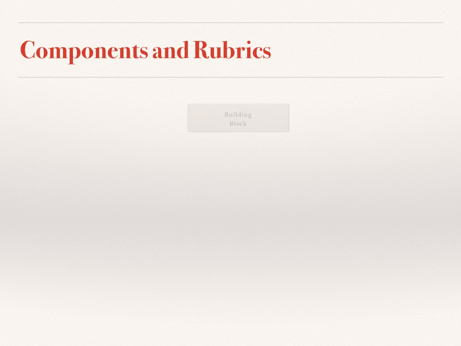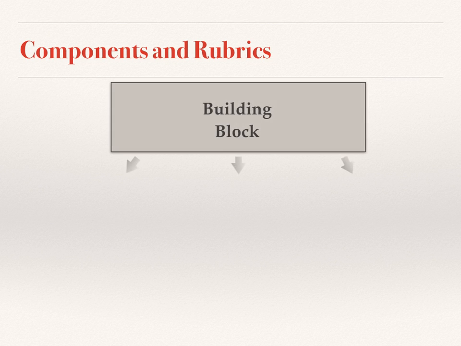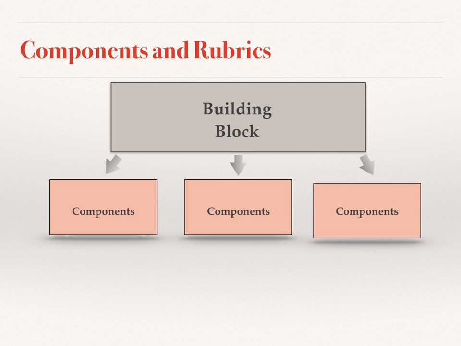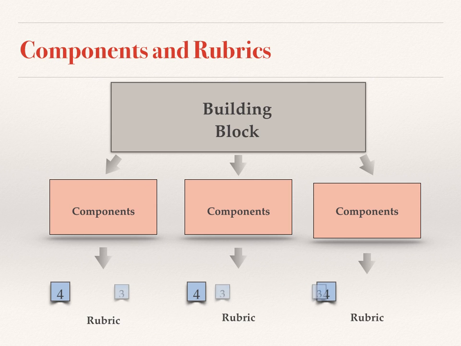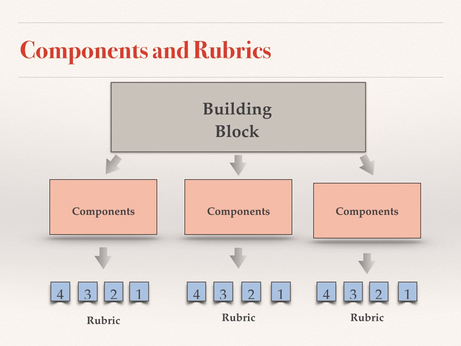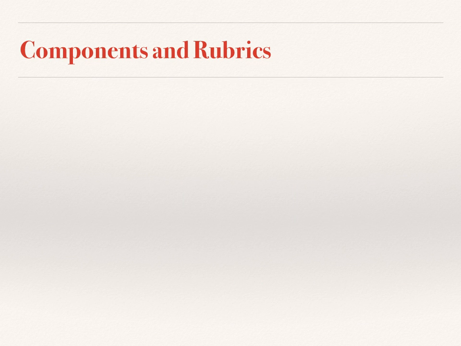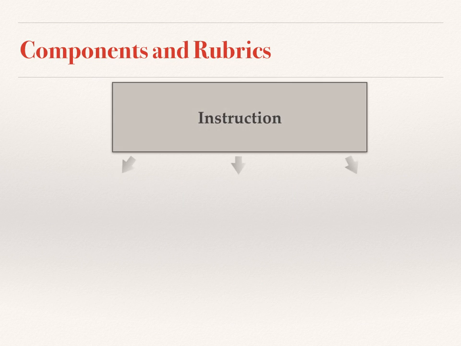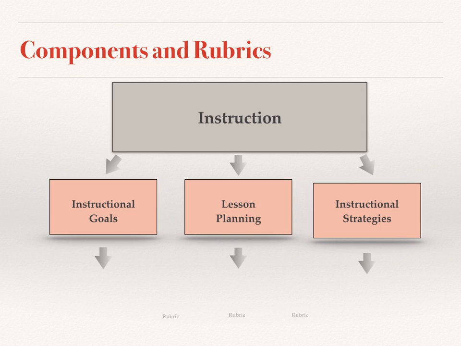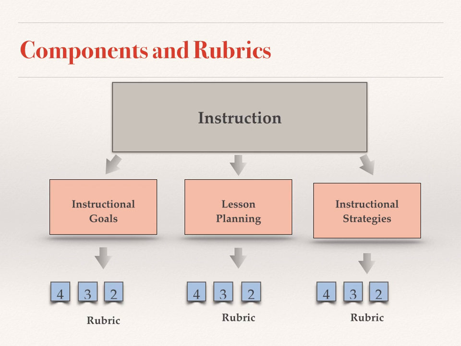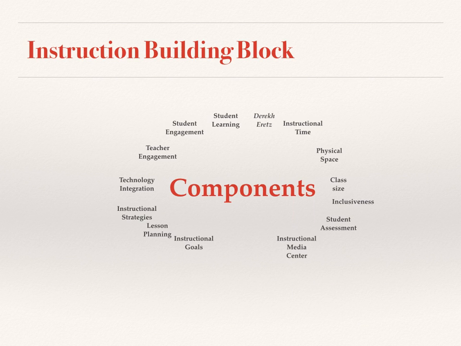The building block contains all the components for its category. Then for each component, there is a rubric with 4 descriptors. Let's look at an example. The instruction building block includes components such as instructional goals, lesson planning, and instructional strategies. And each of these components has a rubric with 4 descriptors, from 4 for outstanding to 1 for unsatisfactory.